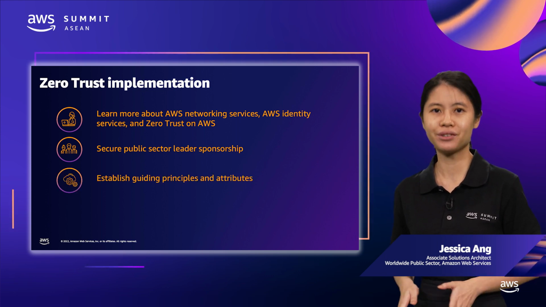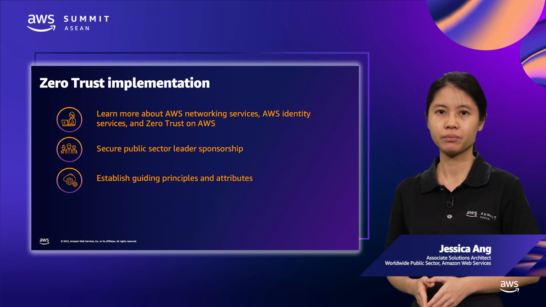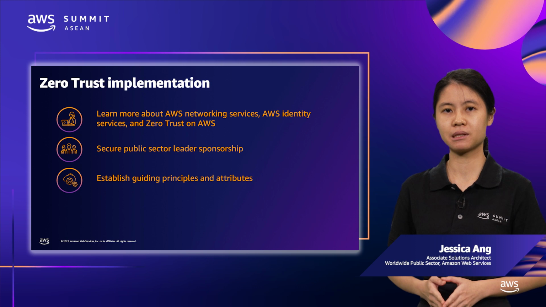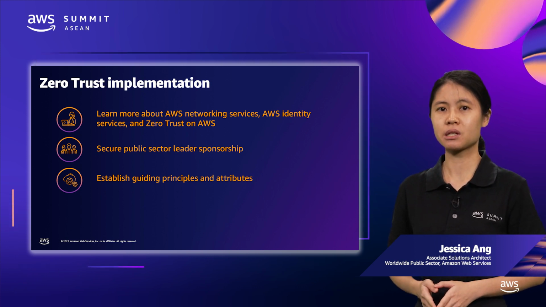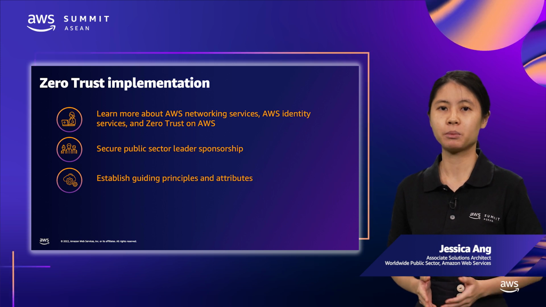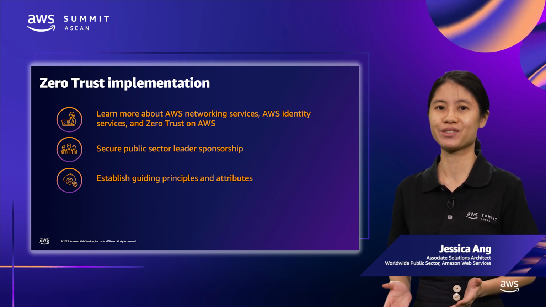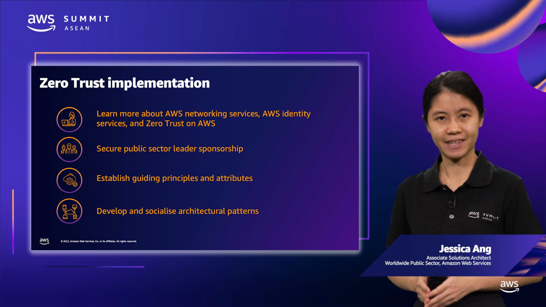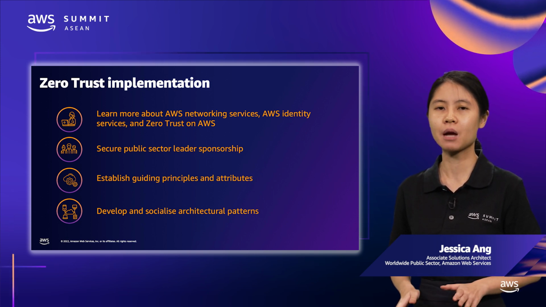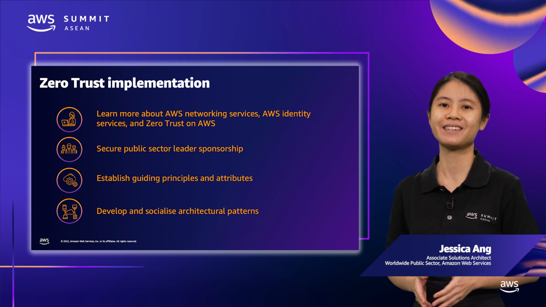Public sector should not aim for a one-size-fits-all approach towards Zero Trust. Implementation should allow flexibility, recognizing the uniqueness of challenges and use cases. This can be achieved through establishment of guiding principles and attributes. Next, provide architectural patterns that could be referenced for various types of application workloads, like what you saw earlier.